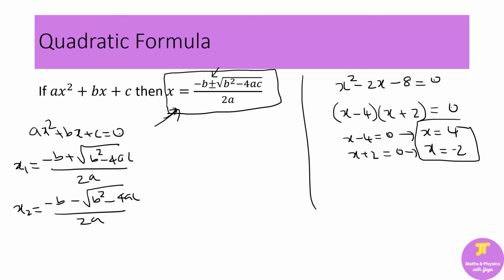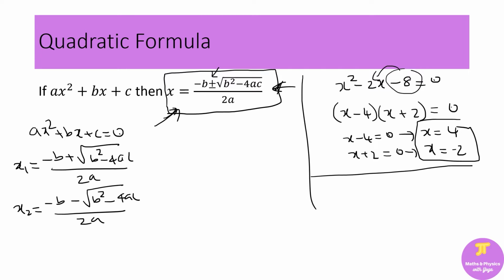We could factorize this way because it's easy to find the factor pairs for minus 8, and we could relate them to this minus 2. However, sometimes you may not be able to find a factor pair that easily. Whenever you struggle to find the factors, you can use this formula.